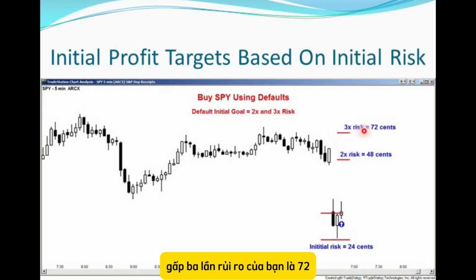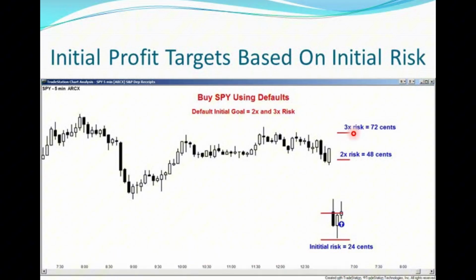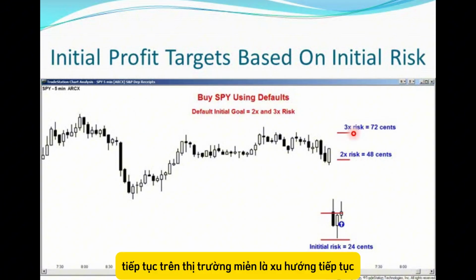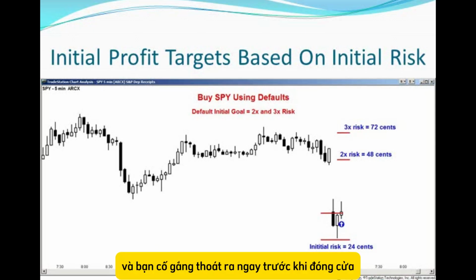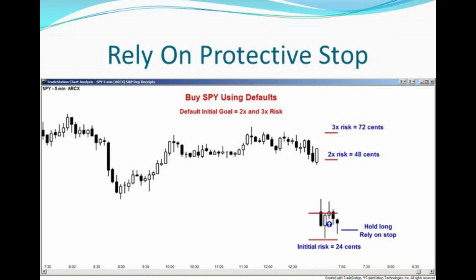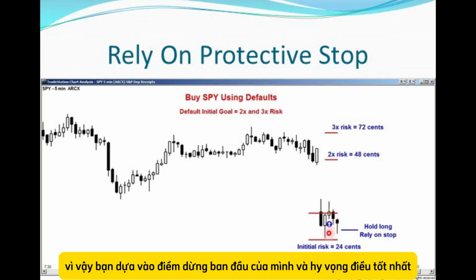3 times your risk is 72 cents, so you take another 25% of your trade off here, in other words 100 shares, and then you would allow the final 100 shares to continue in the market as long as the trend continues, relying on trailing stops below the most recent high or low, and you try to exit right before the close. After you enter, if you see the market pull back like this, that is not a strong sell signal bar, so you rely on your initial stop and hope for the best.